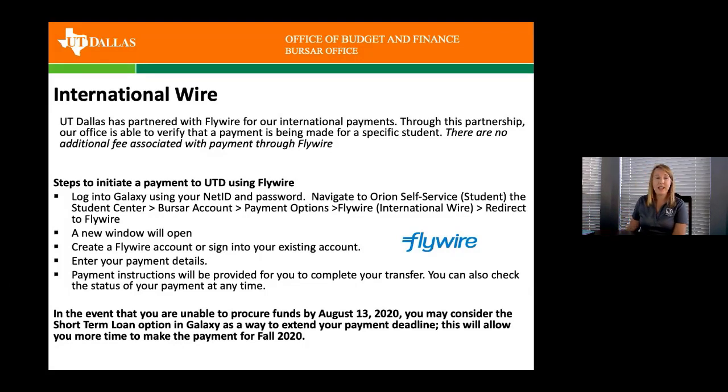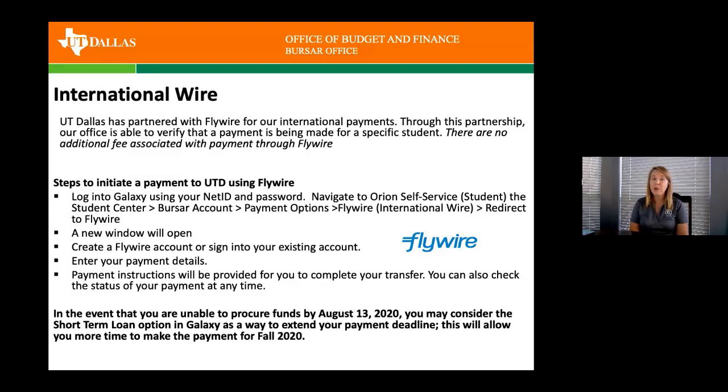And I have listed the steps to initiate the Flywire payment. That's going to be done in your Galaxy account through your student portal, student account. Bursar, there are steps here: Payment options. You're going to click on Flywire. It's a good thing it's on here, so maybe you can go back and look at it, or you can take a screenshot of it. That way you can have that path, so you know exactly where you need to go to do that, because we make it very simple. You just follow the steps.